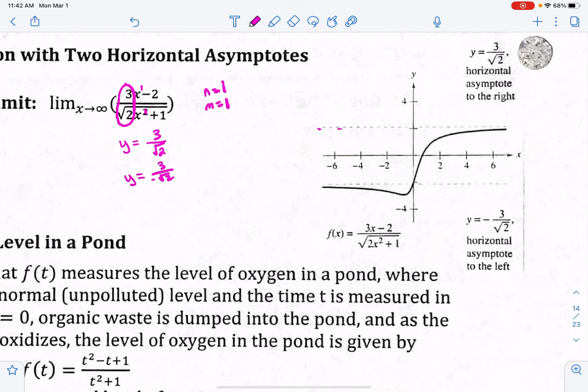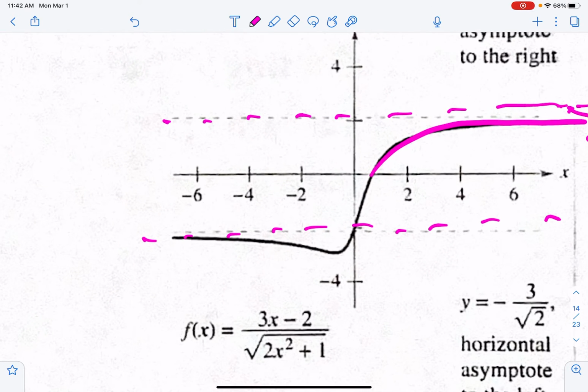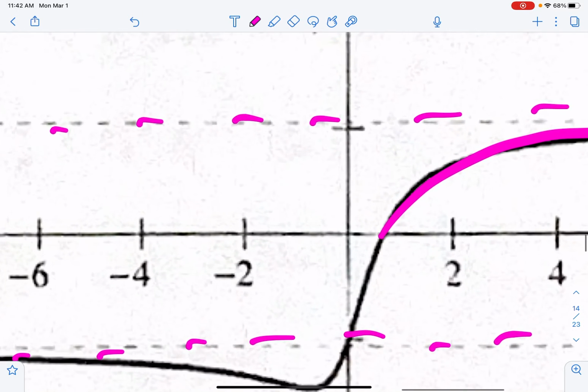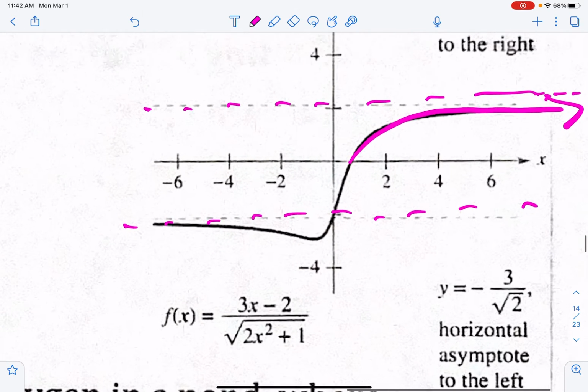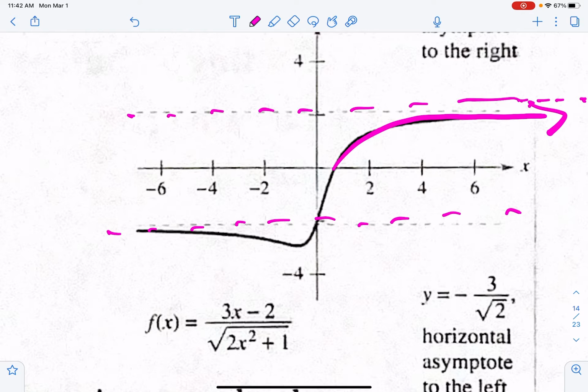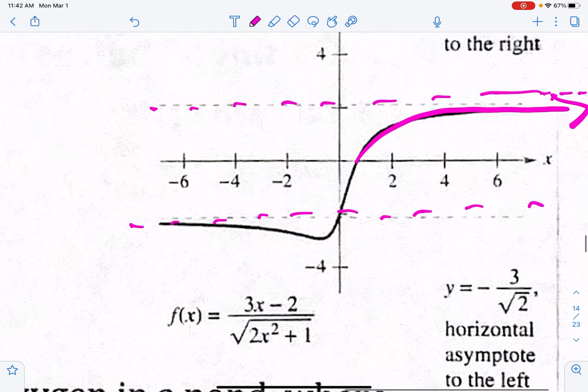So he's a horizontal asymptote there, horizontal asymptote here. As x goes to the right, it's approaching that horizontal asymptote of, let's see, positive 3 over the square root of 2, which is a little bit more than 1. It's like right above 1. No, it's right above 2. I'm sorry, right above 2. And then the same thing for the 3 over the negative square root of 2. It's right below negative 2.